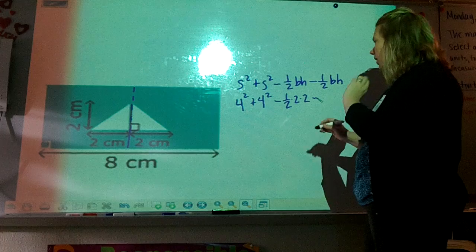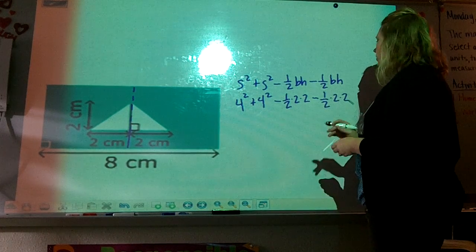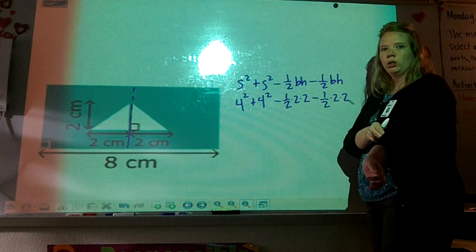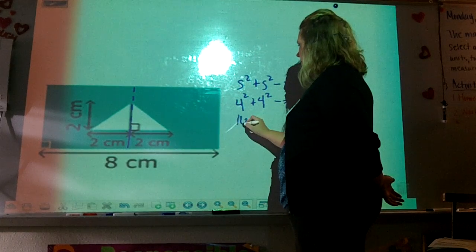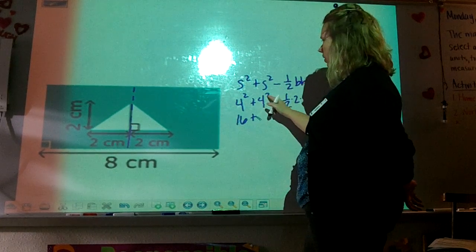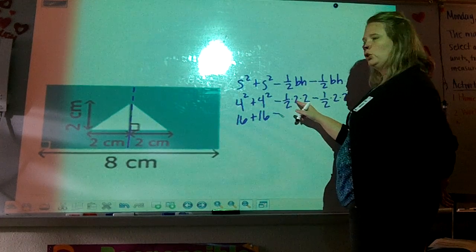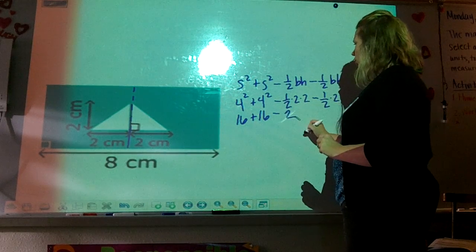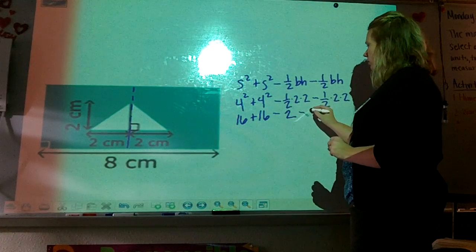I'm going to do the same thing for the second triangle because they're identical. 1/2 of 2 times 2. Now I need to work out these individual areas and then add them or subtract them. 4 squared is 16. Plus 4 squared again is 16. Minus 1/2 of 2. Half of 2 is 1. 1 times 2 is 2. Minus 1/2 of 2 is 1. 1 times 2 is 2.